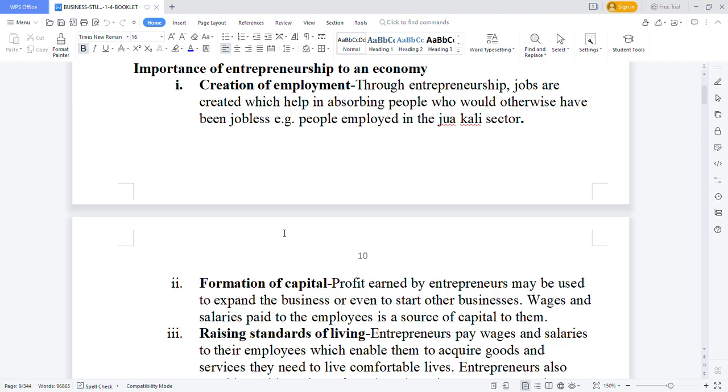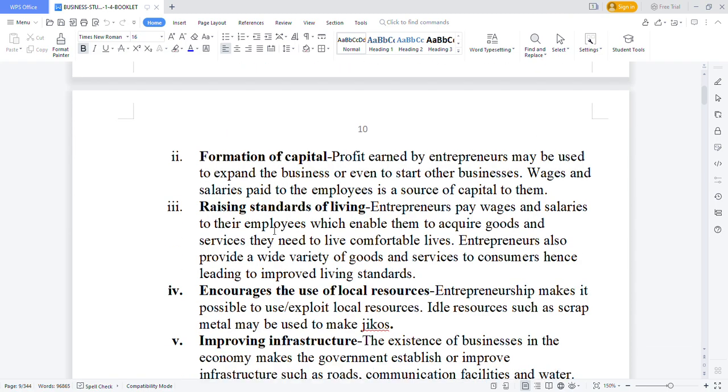So the first one is creation of employment. Through entrepreneurship, jobs are created which help in absorbing people who would otherwise have been jobless, e.g., people employed in the juakali industry. You can also talk about people who are employed in the transport industry. We have touts, we have drivers. Those are people who are employed because somebody decided to venture into a business to become an entrepreneur. So creation of employment is one of the importance of entrepreneurship.